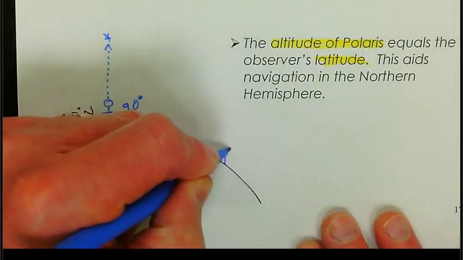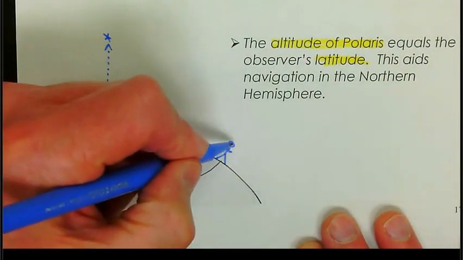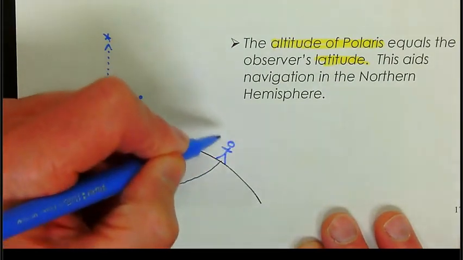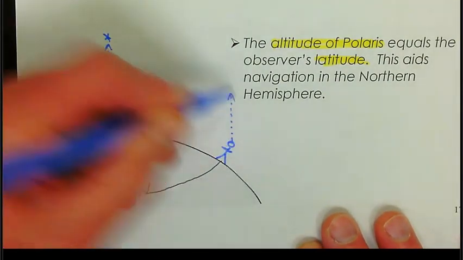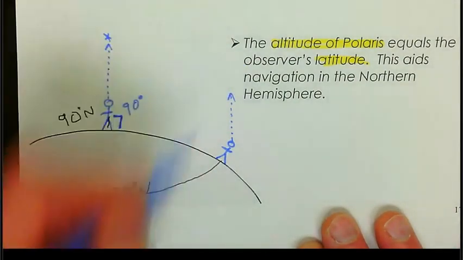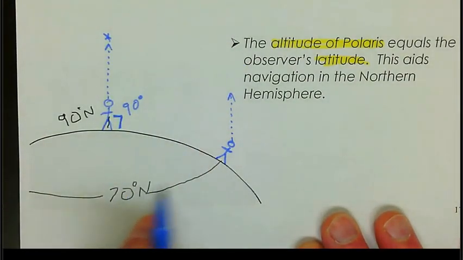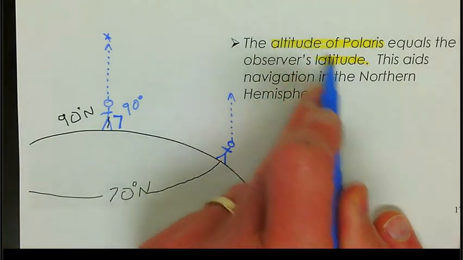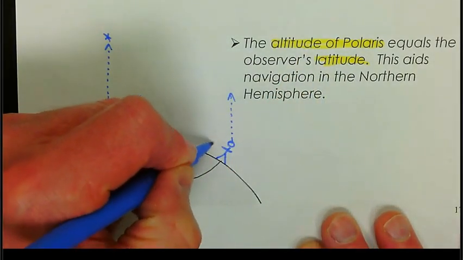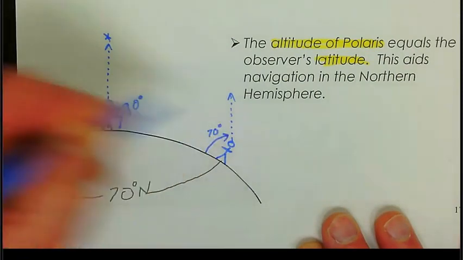70 degrees north. If you're standing right here at 70 degrees north, you don't look up above your head to see Polaris. No, Polaris is in that direction. That's the direction you look to see Polaris. You're standing at a latitude of 70 degrees north. We know that latitude is the same as the altitude, so the angle to see Polaris is a 70-degree angle.